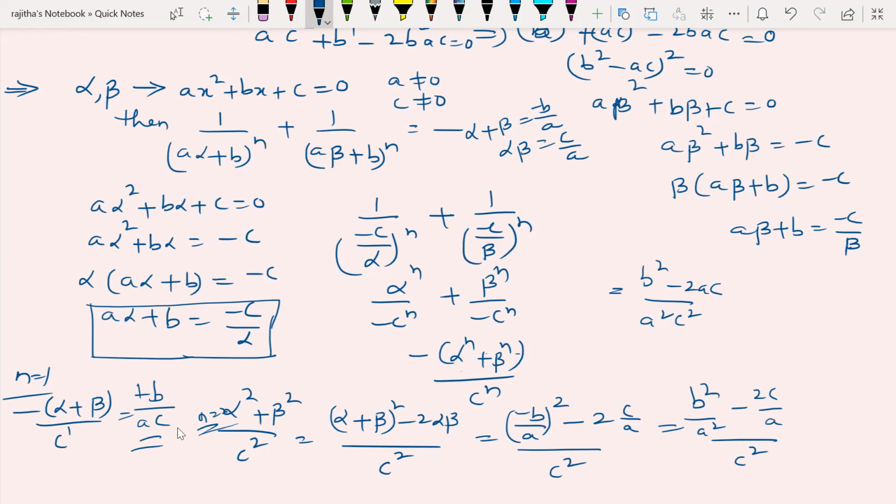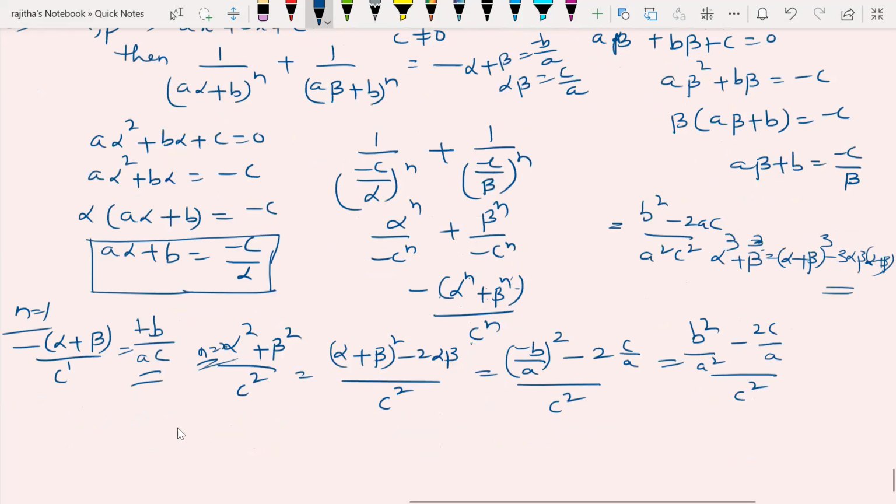use the some notations. If we suppose n is equals to 3, (1 by a alpha plus b) whole power 3 plus (1 by a beta plus b) whole power 3 is minus of alpha cube plus beta cube by c cube. You know very well alpha cube plus beta cube is nothing but alpha plus beta whole cube minus 3 alpha beta into alpha plus beta. Like that only have to use some notations. Okay, now one more.